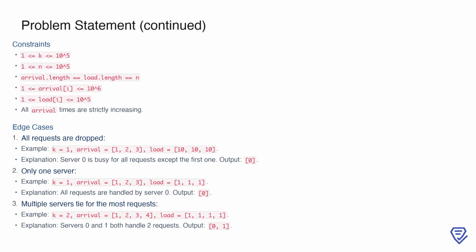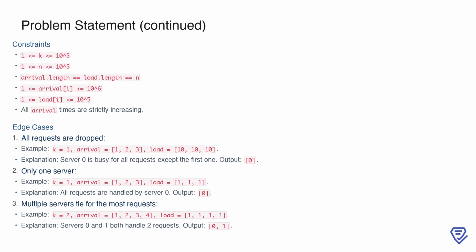The problem comes with a few constraints and edge cases to consider. First, the number of servers K and the number of requests N can each go up to 100,000, making efficiency critical. All arrival times are strictly increasing, and both the arrival times and load times can be very large, up to 10^6 and 10^5, respectively.